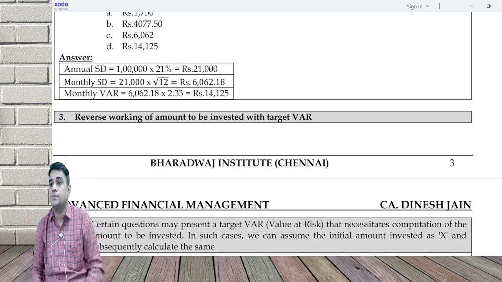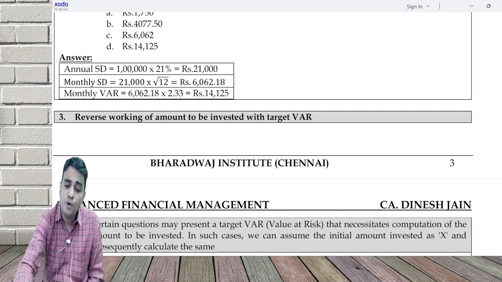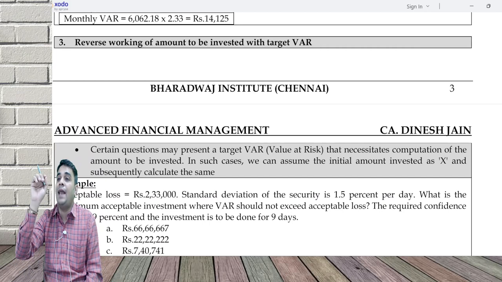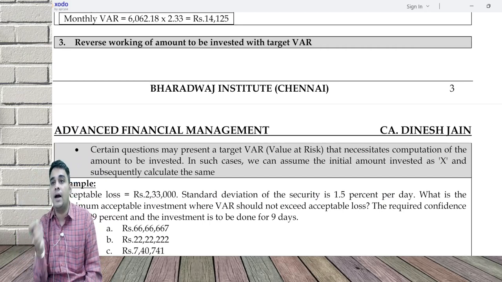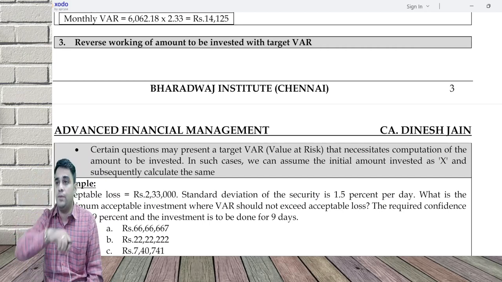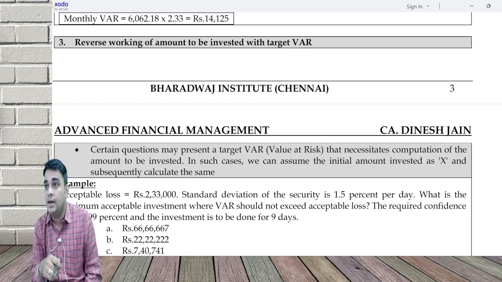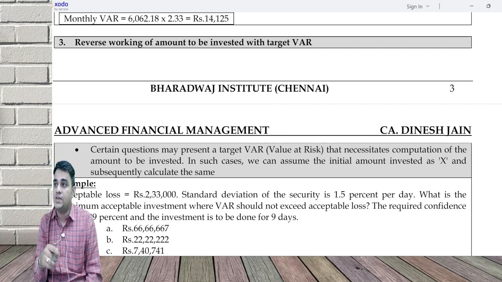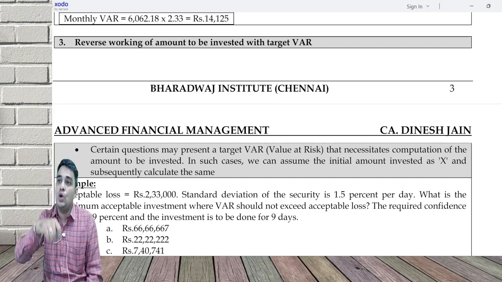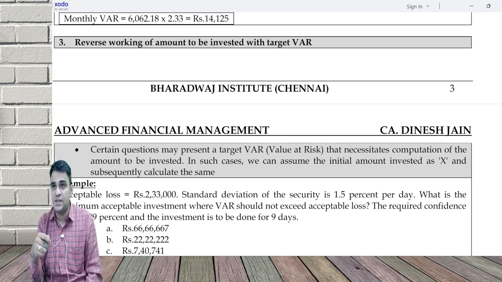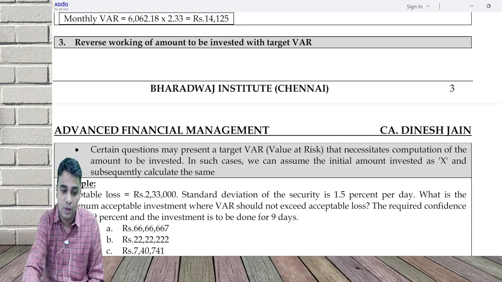Any doubts on this? A few questions will give a value at risk in the problem and tell you to calculate the amount to be invested. The VAR is there in the question, and what is needed is the amount to be invested. There are a few questions in our material. You can go through them. I'll just discuss the MCQ.